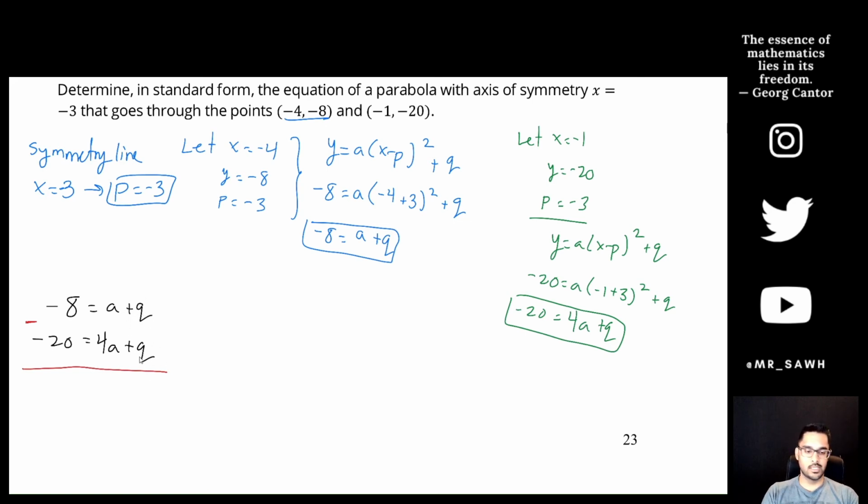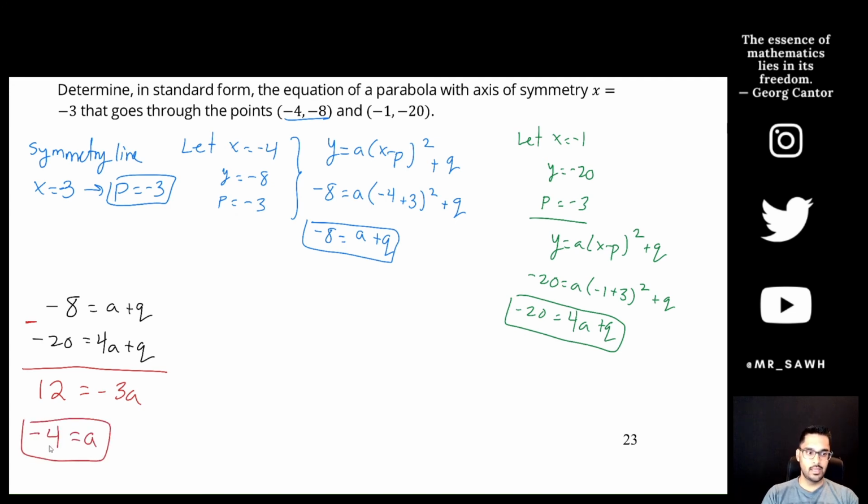The q is going to disappear here, so I'm just going to be left with an equation I can solve for a. So -8 minus -20 ends up being 12, and that's going to equal -3a once I subtract my a's. Q minus q will be gone, so now I know the value of a is going to be -4.